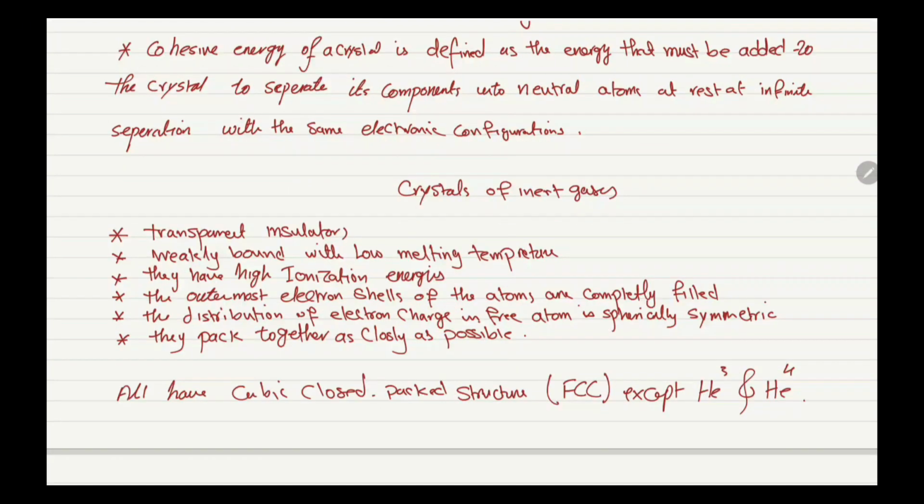Now the big question is what holds inert gas crystals together. The electron distribution in the crystal is not significantly distorted from the electron distribution around the free atom, because not much energy is available to distort the free atom charge distribution. Now part of this distortion gives the van der Waals interaction. So let's start with the van der Waals interaction.